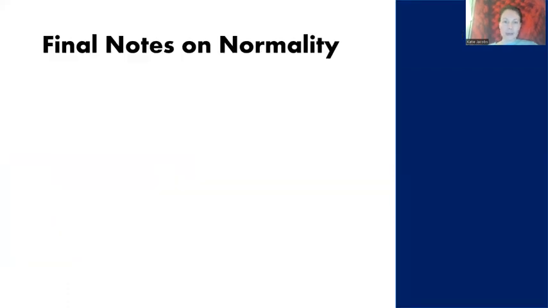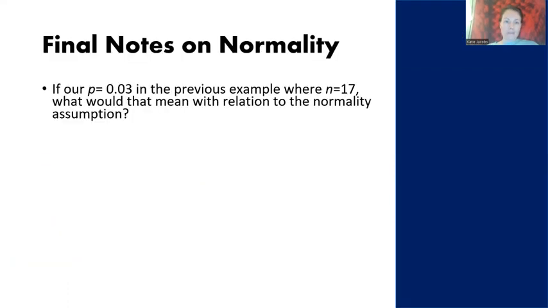So, final notes on normality. If our p-value was 0.03 in the previous example, where our sample size equals 17, what would that mean with relation to the normality assumption? And this is something that I could ask you to do on a test. Although you're not doing math on tests, I could ask you if you met or violated the assumption, and if you violated the assumption, if the one sample z test is robust to the violation of this assumption.